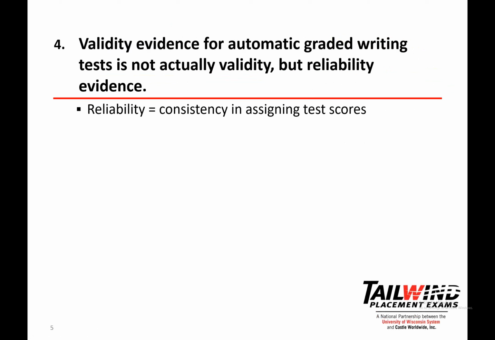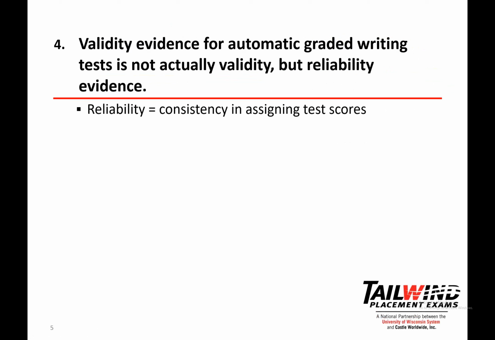So reliability is the ability to consistently assign test scores, or measurement repeatability. So if the same score is assigned using the automatic grading system as is assigned using a human grader, then what we have is evidence of reliability, or consistency in assigning test scores. And don't get me wrong, it's definitely important to have a reliable measure. You're never going to hear me say that you should have an unreliable measure.